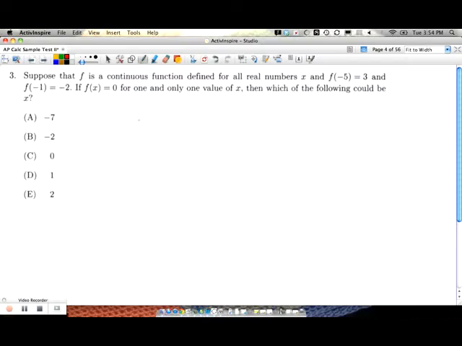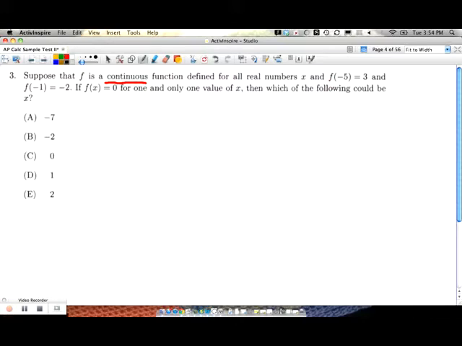Number 3. Whenever we see words like continuous, those seem to stand out. So when it says, suppose that f is a continuous function defined for all real numbers x, that matters. Why do I know it matters? Because after reading tons of these questions, I know they don't just say those kinds of things for fun.